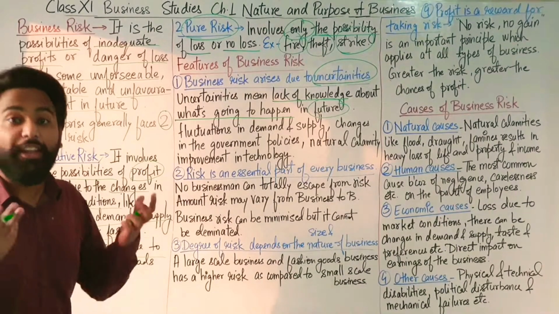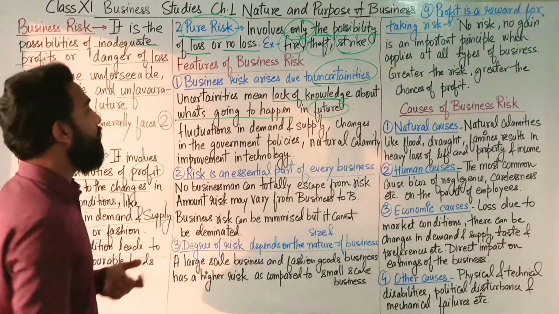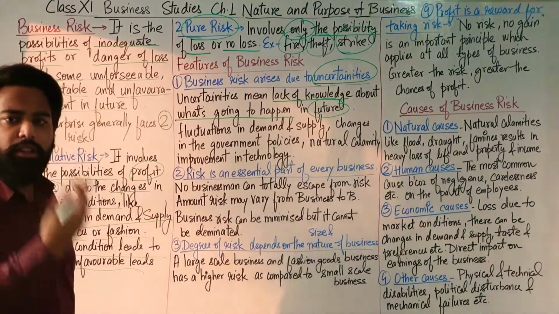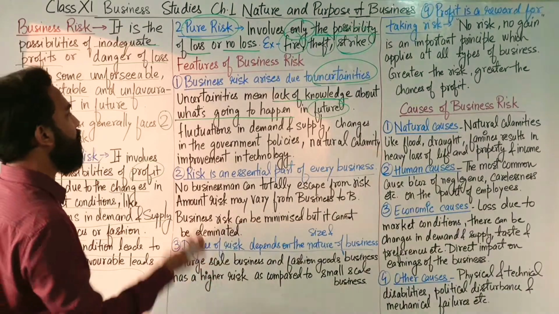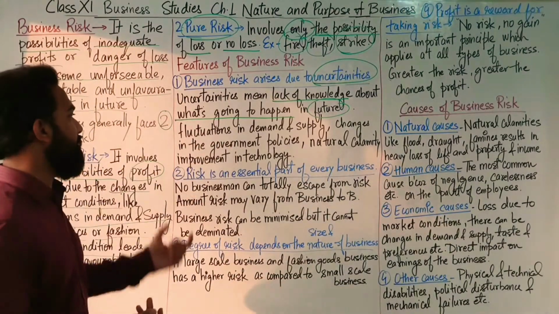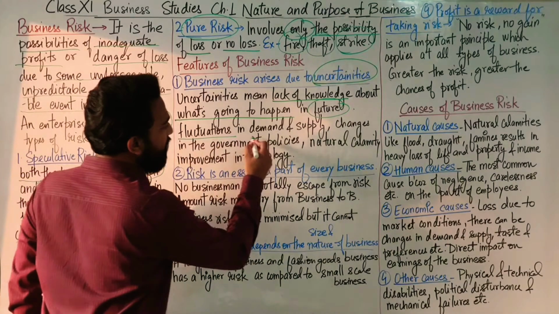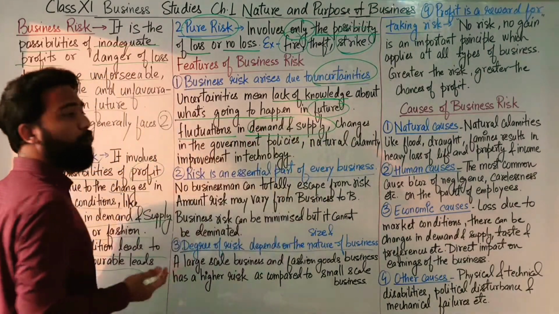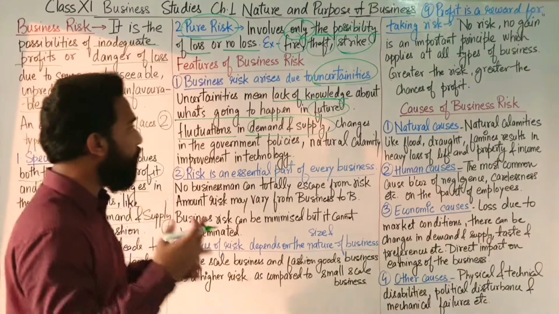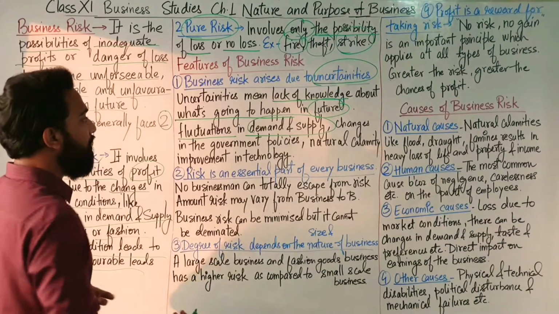When our school will reopen, we don't know. Now, uncertainty means lack of knowledge about all the future stuff which is going to happen. That's the meaning of uncertainties. Now, fluctuations in demand and supply: we don't know when the demand will increase or when the supply will decrease. We don't have the idea.